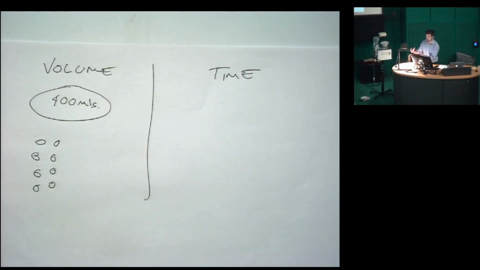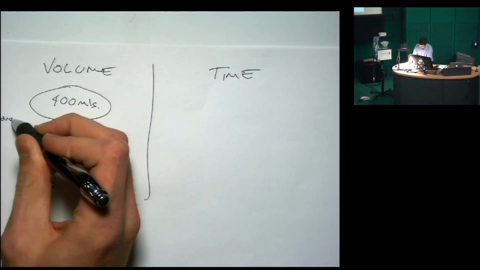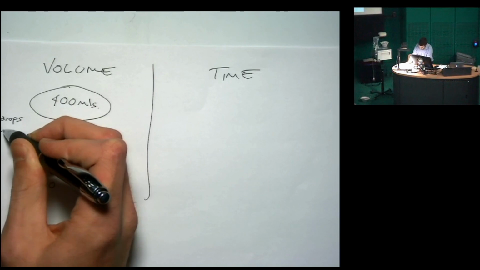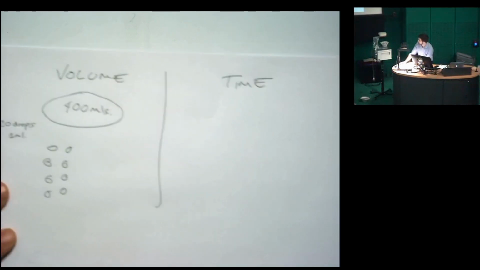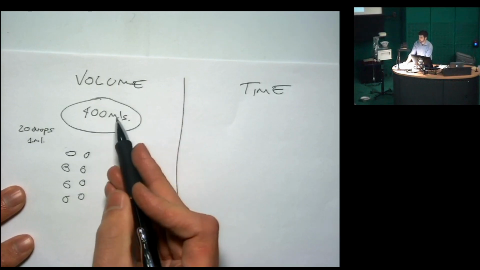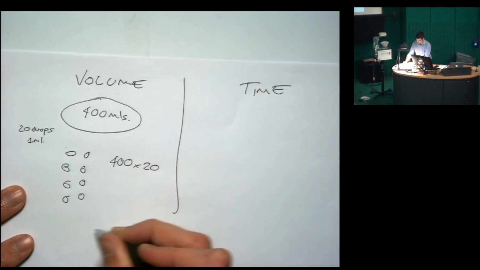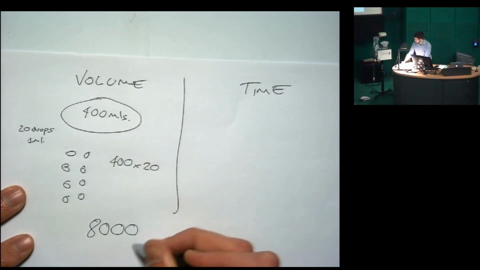And I think this is much easier. Think of the total amount of drops. And they've told you there's 20 drops in 1 mil. Okay, they told you that in the question. So how many drops in 400 mils? 400 times 20, yeah? So 8,000 drops. It's a hell of a lot of drops.